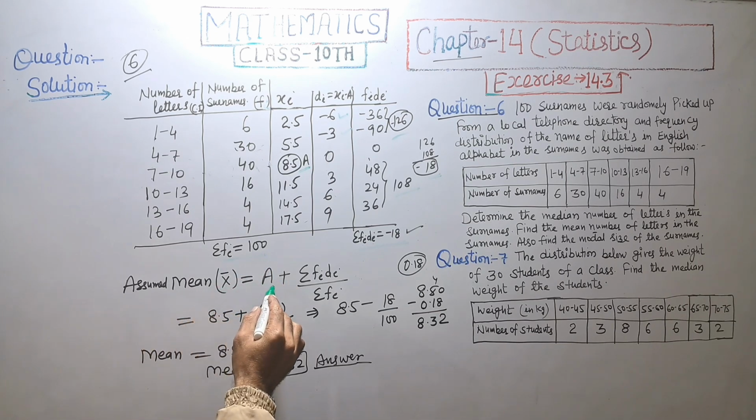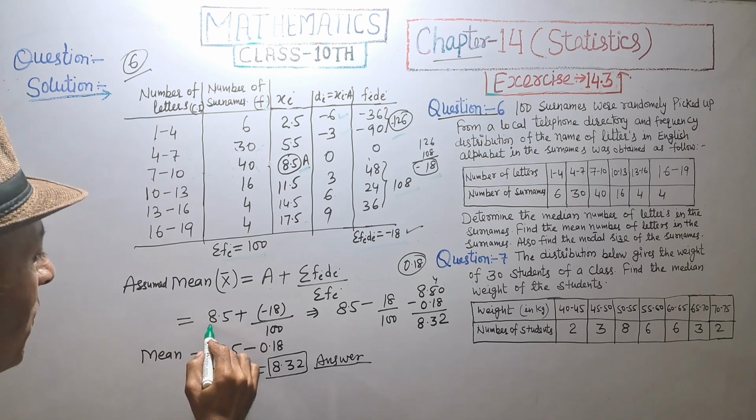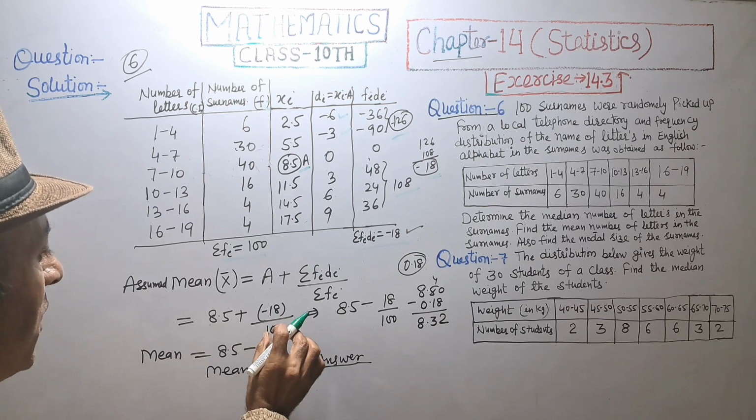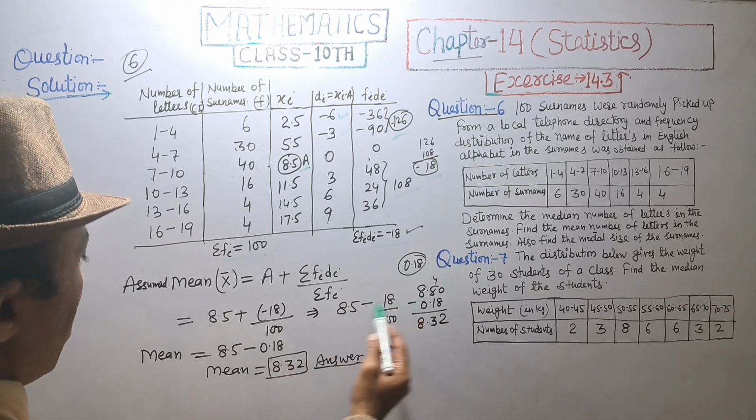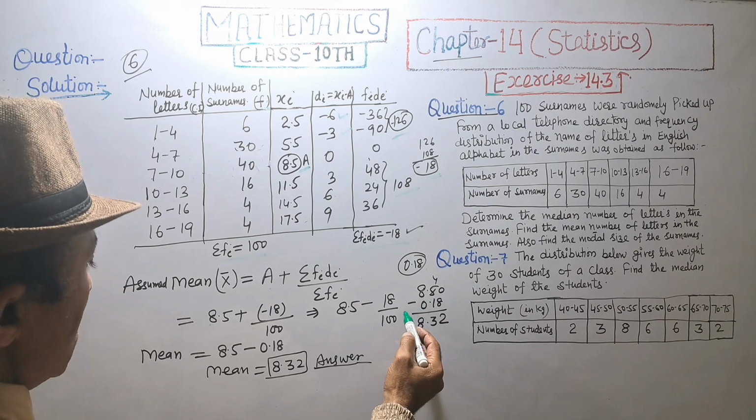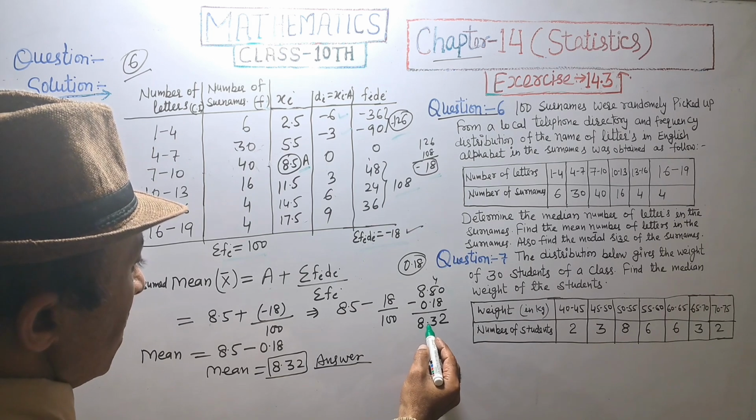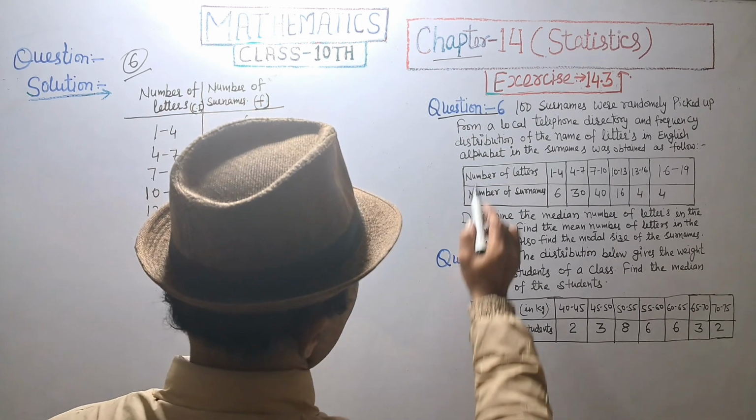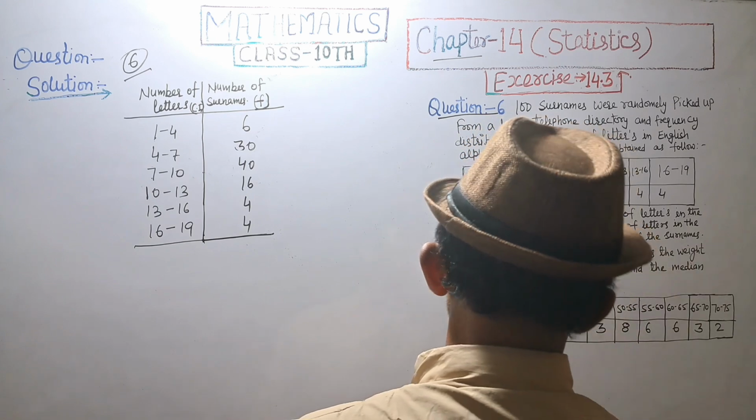Assumed mean x dash is equal to a plus summation fi di upon summation fi. Put a is equal to 8.5 plus fi di is minus 18 upon 100. 18 divided by 100 is 0.18, and we subtract 8.50 minus 0.18, that will be 8.32. Answer. Question number 6. Also find the modal size of the surnames.